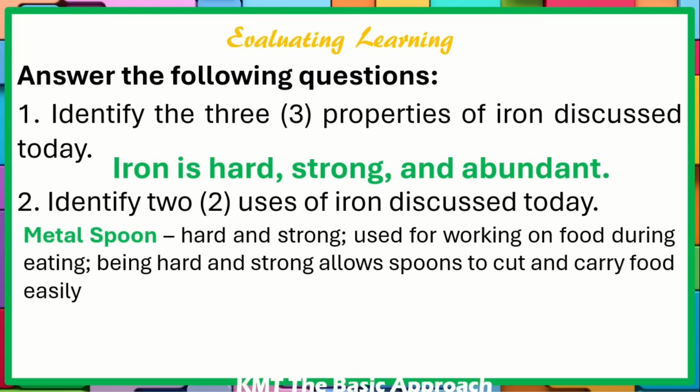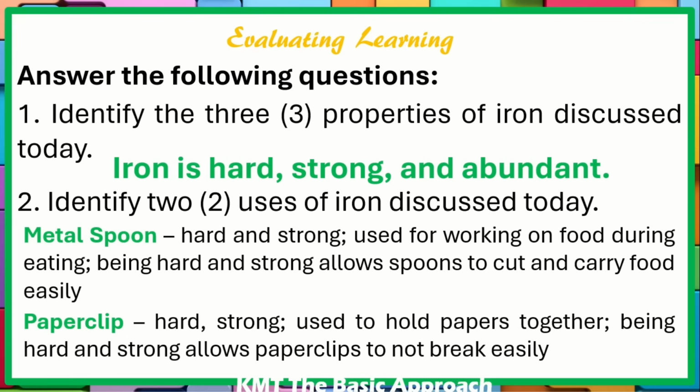Awesome! Metal spoon. It is hard and strong. Used for working on food during eating. Being hard and strong allows spoons to cut and carry food easily. Another answer, paper clip. It is hard and strong. Used to hold papers together. Being hard and strong allows paper clips to not break easily.